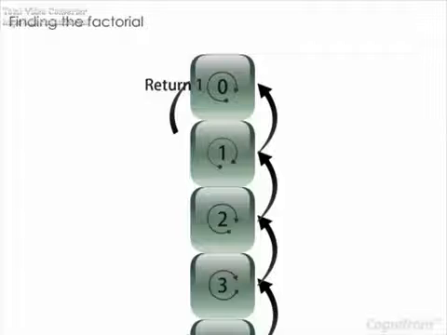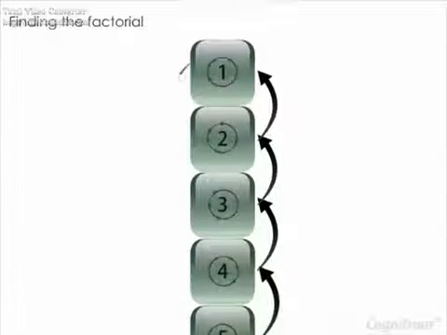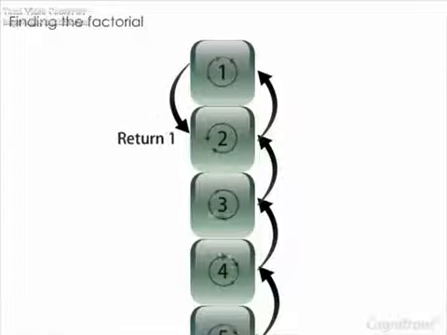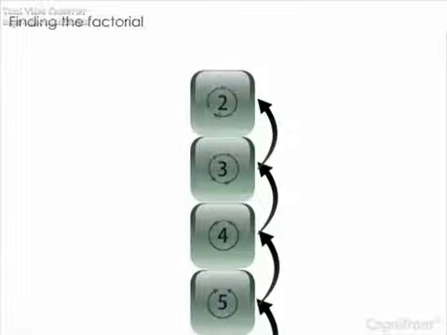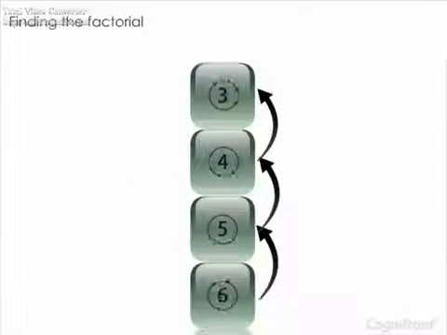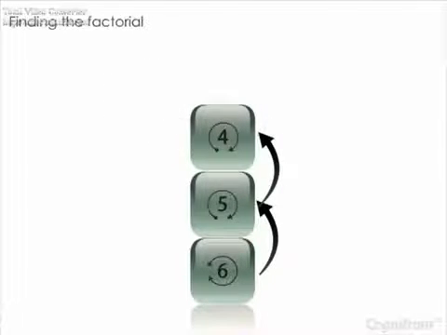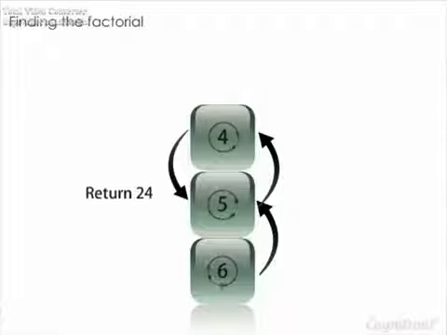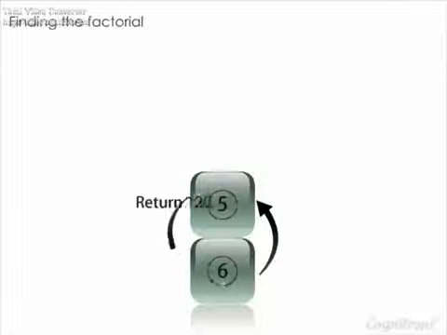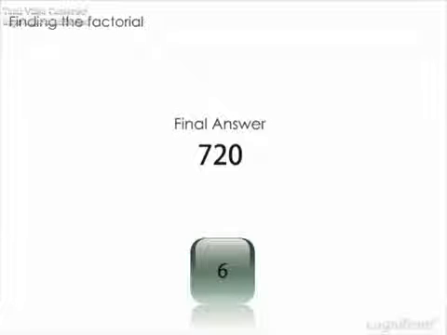After that, function factorial of 0 returns the value of 1 to factorial of 1. Factorial of 1 returns the value of 1 to factorial of 2, which in turn returns the value of 2 to factorial of 3. Then factorial of 3 returns 6 to factorial of 4. After that, 24 is returned to factorial of 5. That in turn returns 120 to factorial of 6. Finally, 720, that is factorial of 6, is returned to the main program.